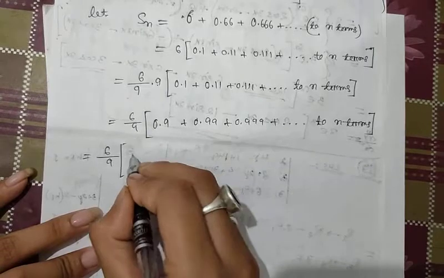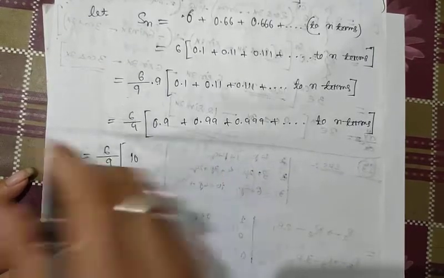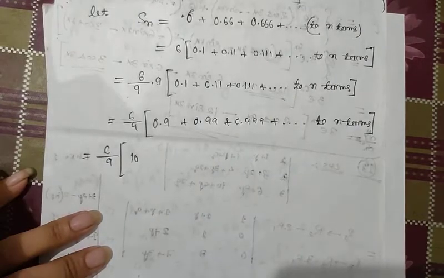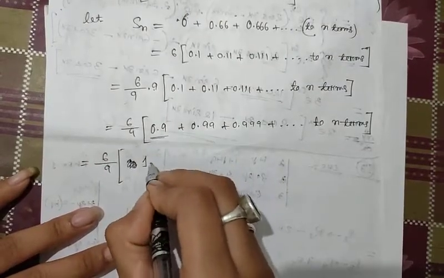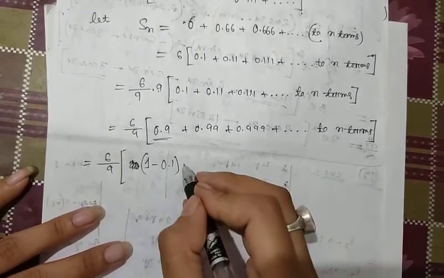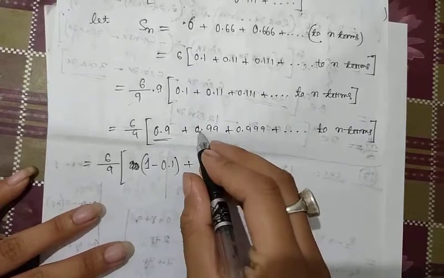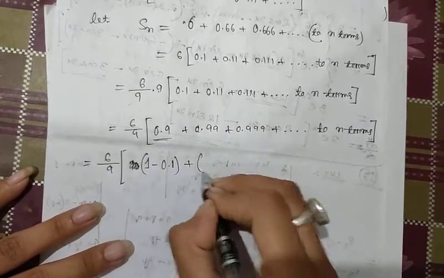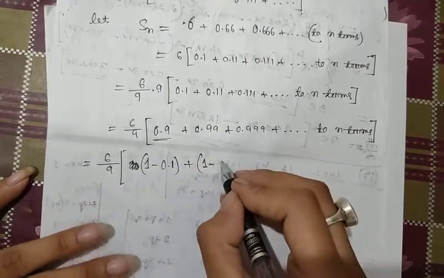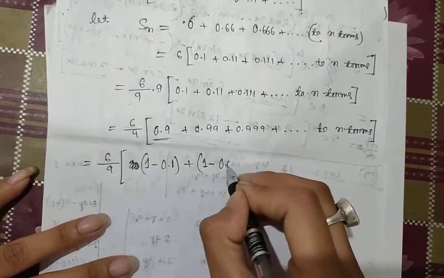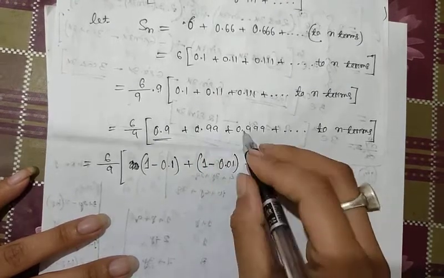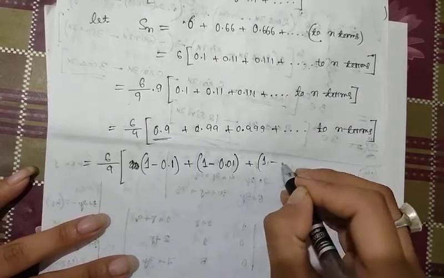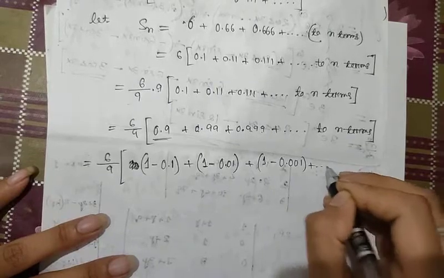0.9 can be written as, not 10 minus 1, but 1 minus 0.1. 0.9 can be written as what? 1 minus 0.1. Clear? Similarly, 0.99 can be written as 1 minus 0.01. And 0.999 can be written as 1 minus 0.001. It goes on for how many terms?